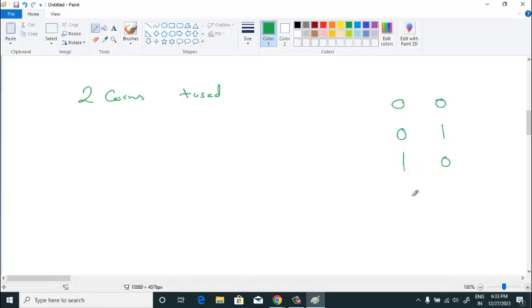Is it true or not? You're tossing 2 coins together. You know what tossing is, right? Sorry, your voice is not clear. See, tossing is nothing but in cricket, before you start batting or bowling, you do a toss.